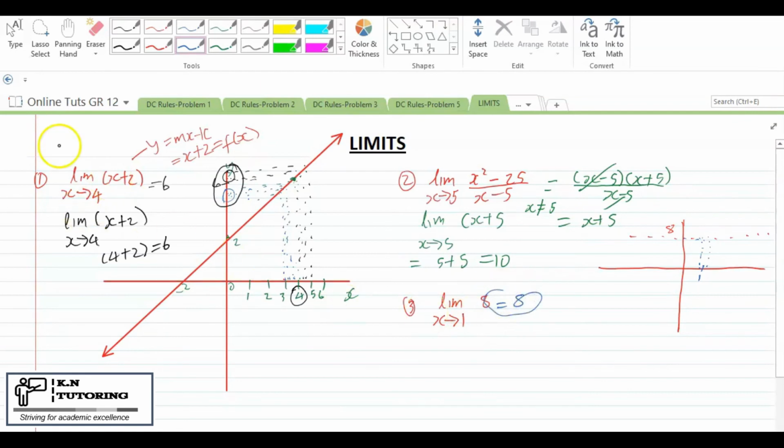Now looking at the fourth example, which says the limit of x minus 4 as x approaches 4. Since I don't have a division, I can directly substitute the value of 4 here, and I will get 4 minus 4, which is equal to 0.